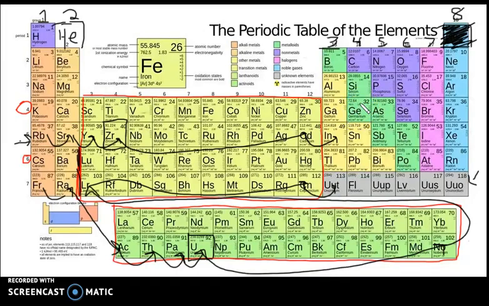So those blocks can be a little bit weird, but otherwise you just follow what's in the column that you're in, and that'll tell you the valence electrons.